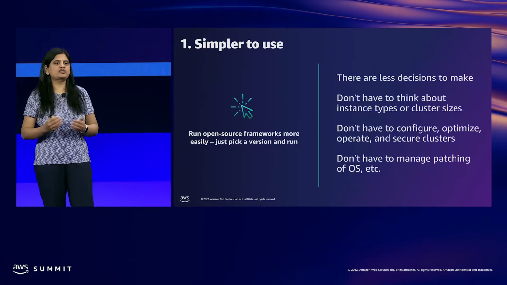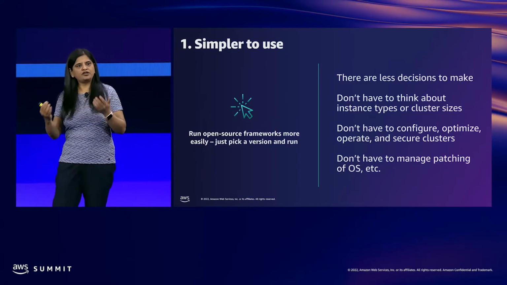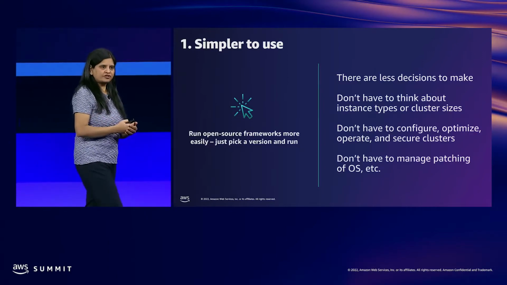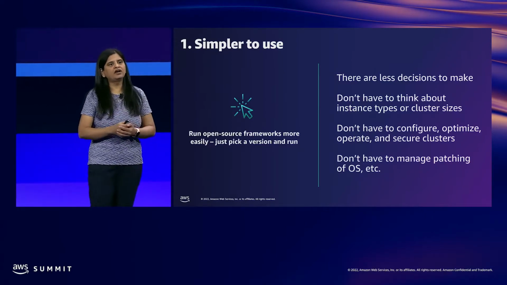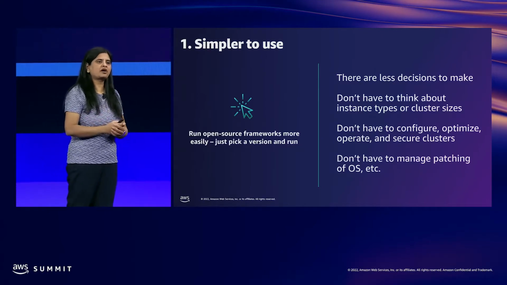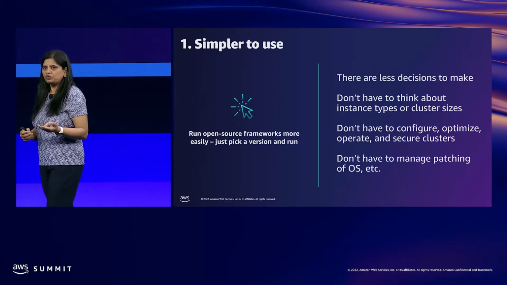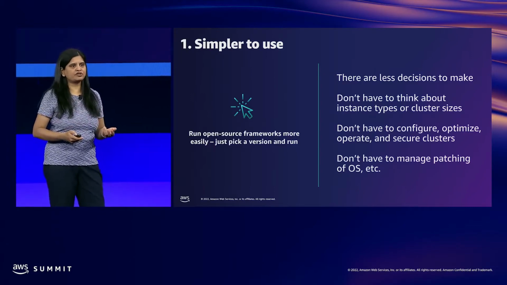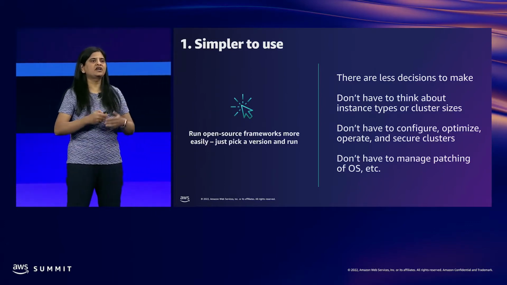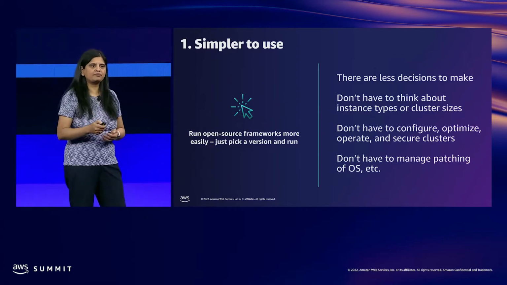You simply choose the open source framework of your choice, whether it is Spark or Hive, and then you pick a version for your Spark and Hive, namely 2.4.8 for Spark if you're interested in that version, or you can pick EMR version 6.5 if you're interested in Spark 3.1.2, and you submit your jobs. So only 2 inputs are needed from you as a user in order to get started. You don't have to manage patching of your OS, no custom AMIs to patch whenever there is a new security patch that you need to apply.